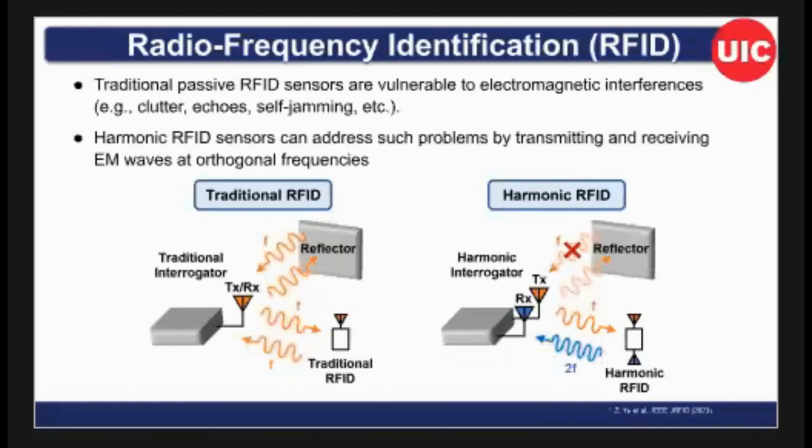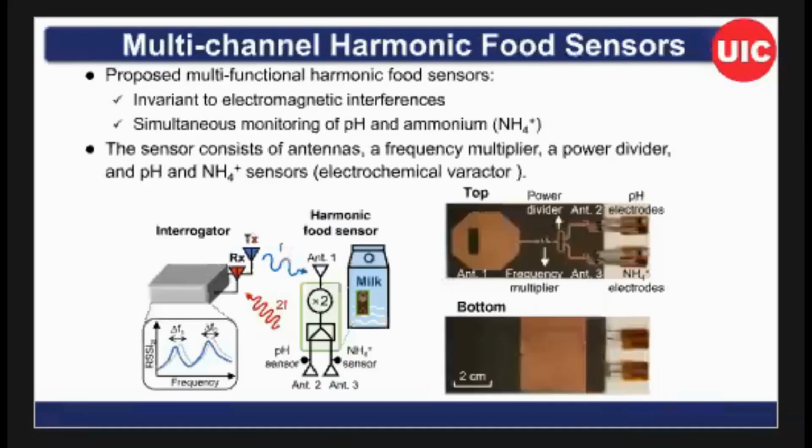This is the comparison between traditional RFID and harmonic RFID. In harmonic RFID, we launch a fundamental, and the sensor retransmits the second harmonic. Because these two frequencies are orthogonal to each other in the frequency domain, there is no interference. Even though the background medium, the clutter, the ground, and the scatterers backscatter the signal at the same frequency, we can eliminate this EM interference.